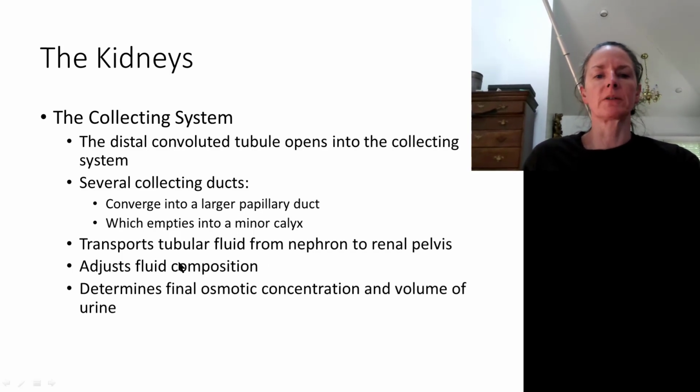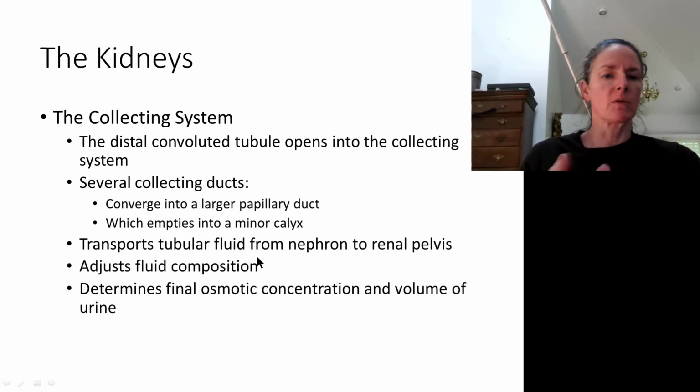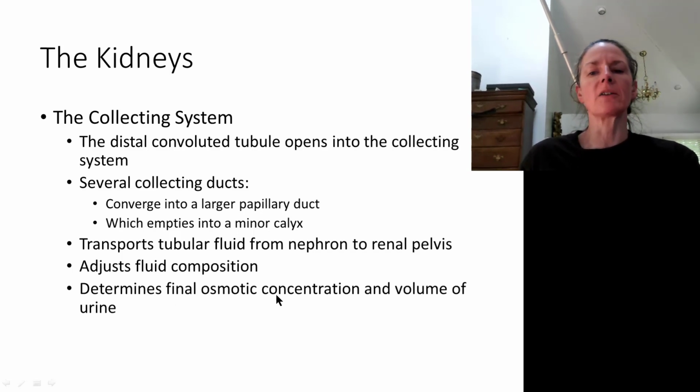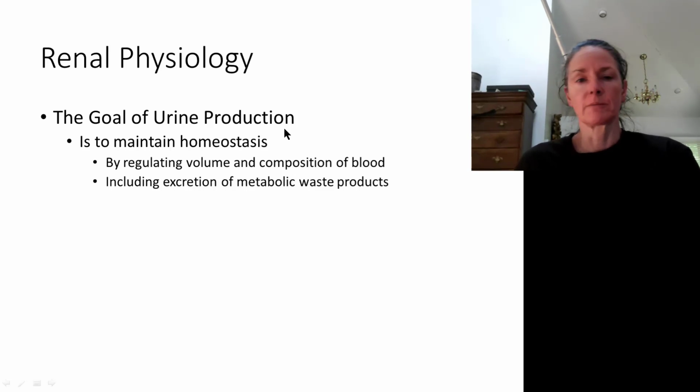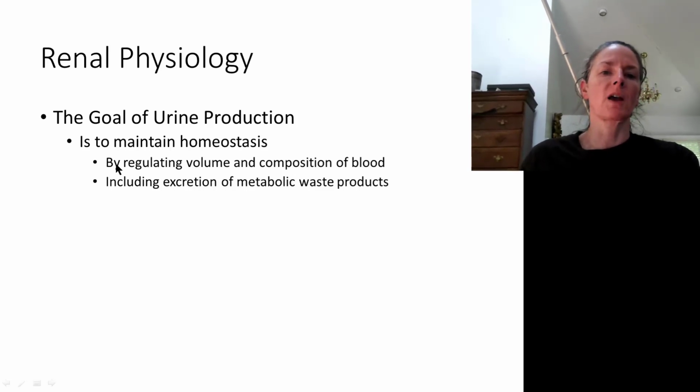All right, so basically in the collecting duct, there's going to be a little tiny bit more adjustment of the composition of the urine. So this is going to determine the final osmotic concentration and volume of the urine. So what is the goal of urine? Well, one, to get rid of stuff, but also to maintain homeostasis. And a big part of that is regulating the blood volume and concentration, composition of blood, concentration of certain ions and solutes within the blood.